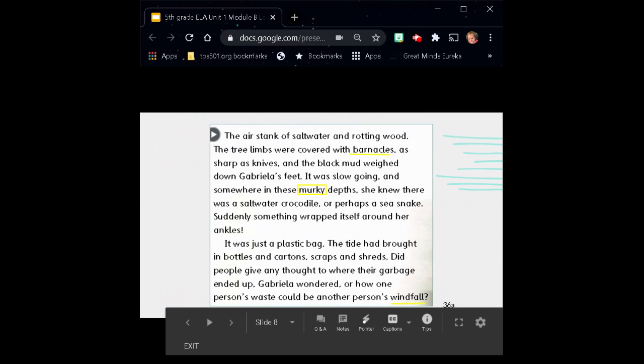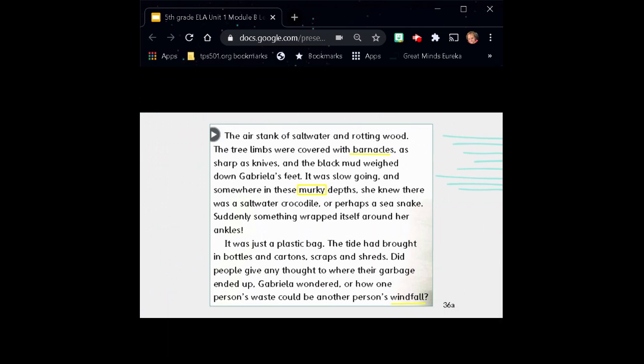The air stank of salt water and rotting wood. The tree limbs were covered with barnacles as sharp as knives, and the black mud weighed down Gabriella's feet. It was slow going, and somewhere in these murky depths, she knew there was a saltwater crocodile or perhaps a sea snake. Suddenly, something wrapped itself around her ankles.